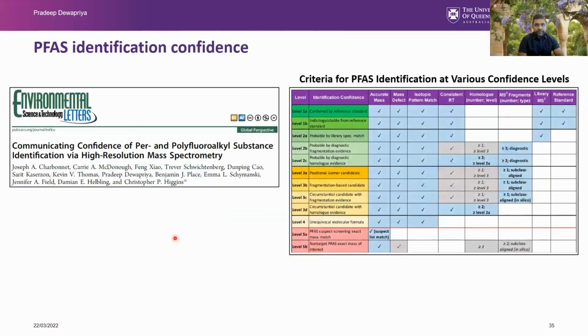All the identification levels I am going to talk about are based on the recently introduced identification confidence scale. These are the different identification levels. In this scale, level 1a represents the confirmed PFAS with a reference standard, while level 5 represents the mass of interest.